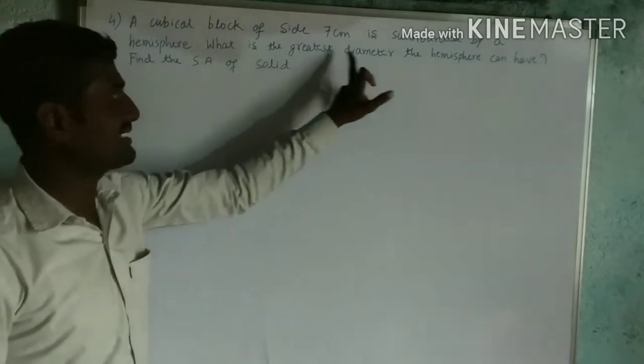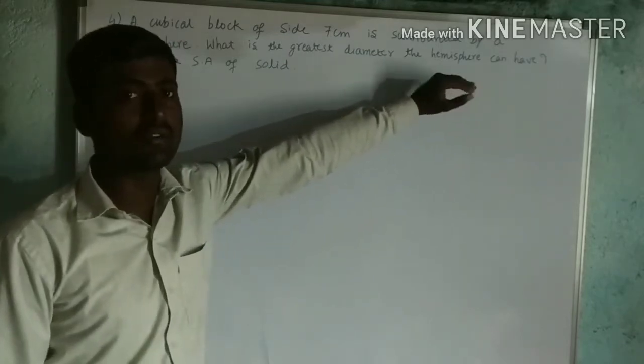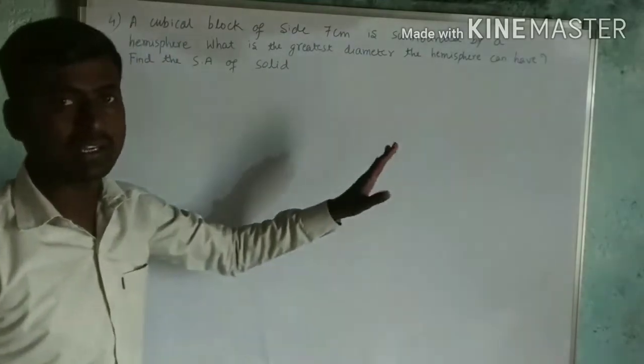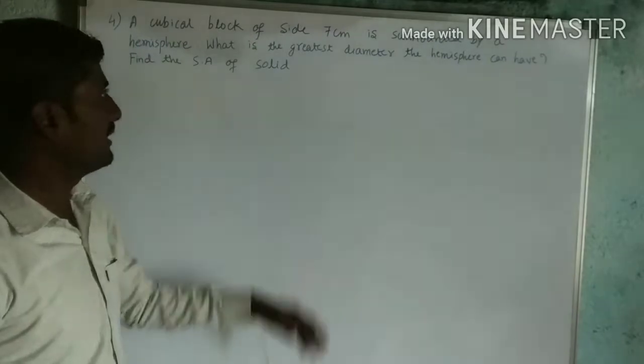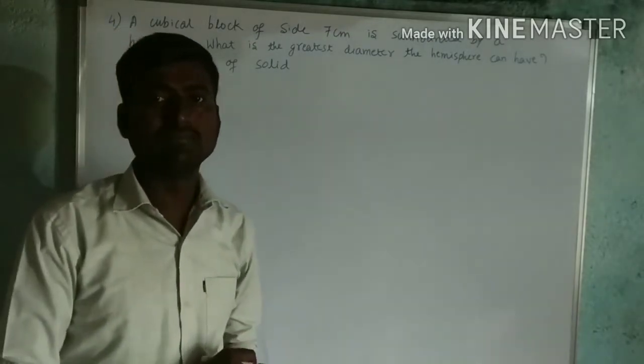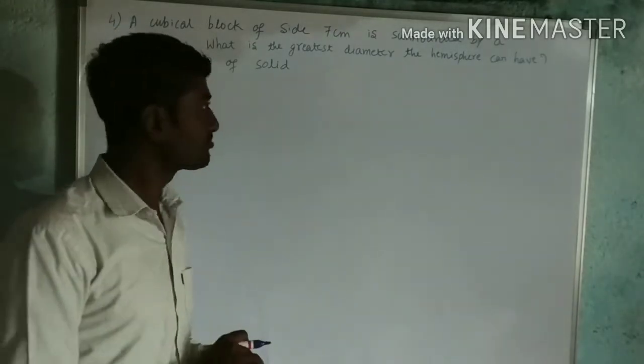Now, what is the greatest diameter of the hemisphere it can have? We have to find it. What is the greatest diameter it can have? Then after, find the surface area of the solid. We have to find the surface area of the solid.